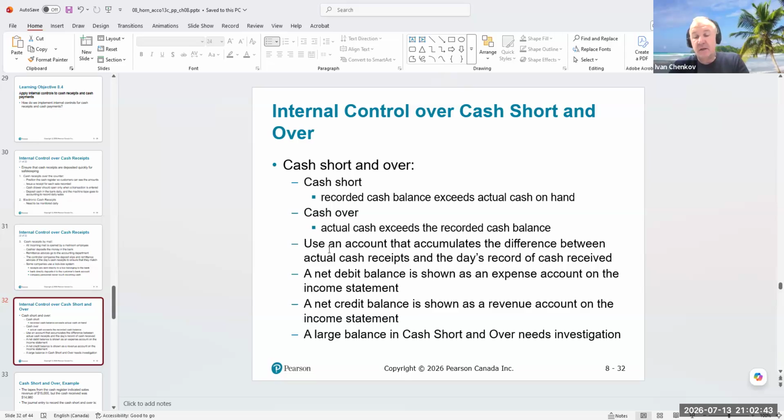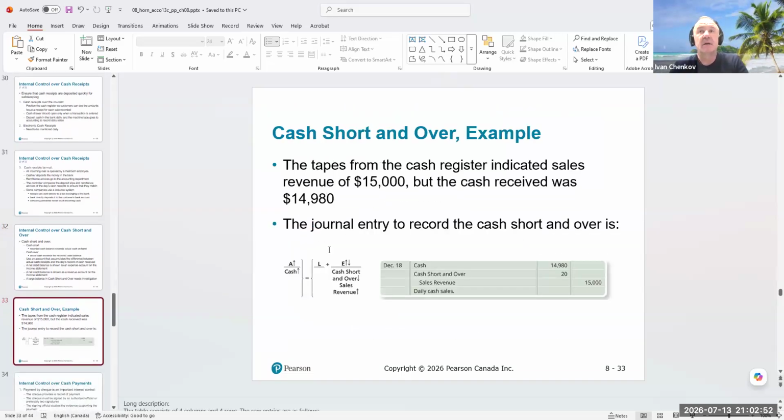If we again see a large balance, more than $20, that has to be brought to attention right away and we need to start an investigation.